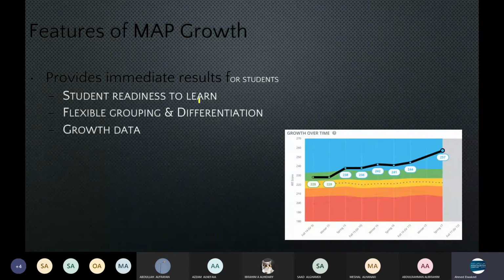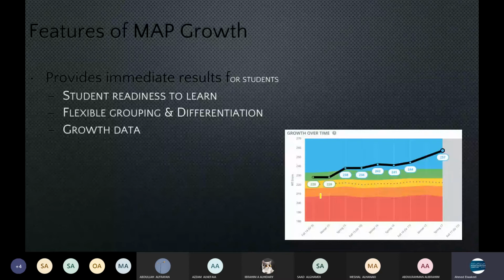Students' readiness to learn, flexible grouping, and also differentiation growth data. This is the one that you receive from your teacher after each of the exams. So after each exam you will receive one like this. It tells you about your level and how you started to grow. Okay, so this grows over time.